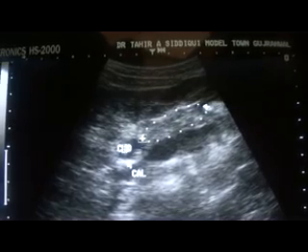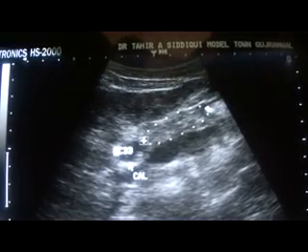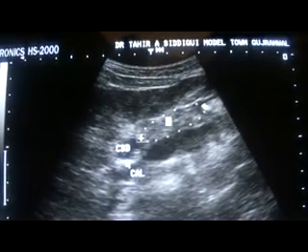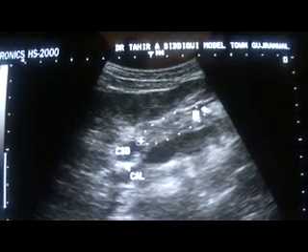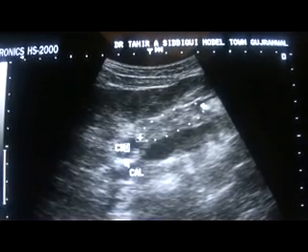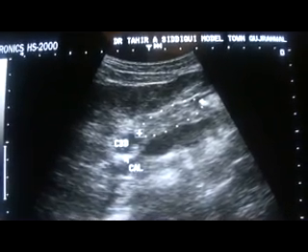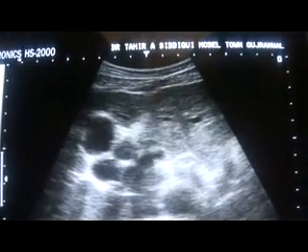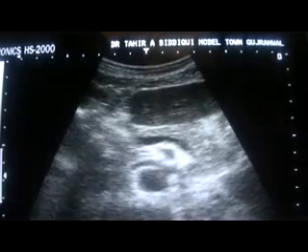So this is the head of the pancreas. This is the common bile duct. And this is the calculus. These are duodenal gases. This is the calculus with sharp posterior shadow. Note the sharpness of the shadow.